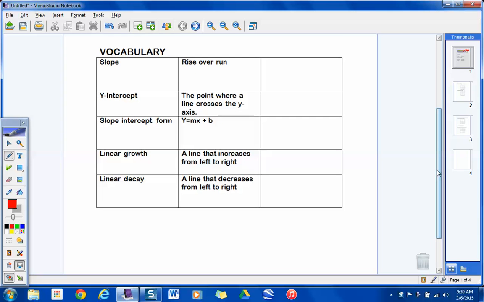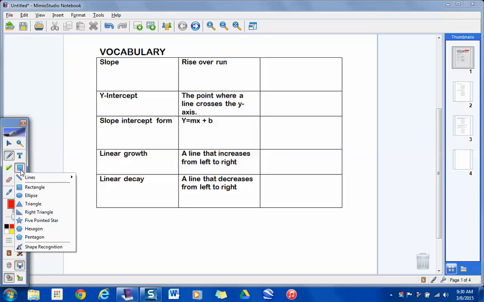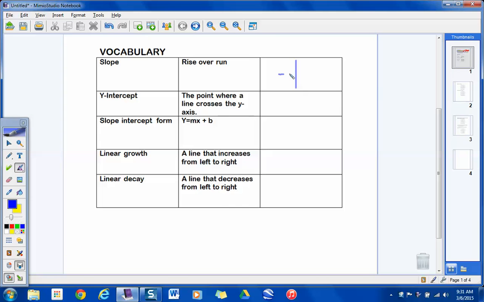Okay. First of all, we need to understand a slope in our vocab. Okay, what's the definition right here, kiddos? Rise over run. Okay. I'm going to make a sketch of a graph here. You'll want to do the same thing. So over in this box that you have right here, let's make a small XY coordinate like this.